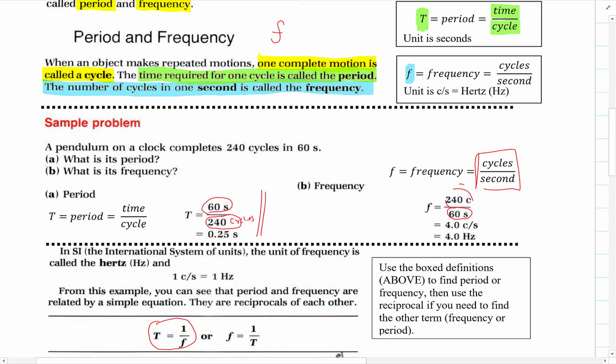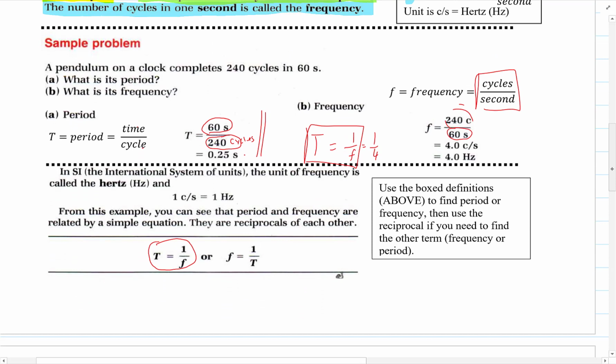And we can just verify that. If we have the frequency here, 1 over the frequency, which is 1 over 4, is the period, 0.25. So the period is 1 over the frequency. Okay, so we use that formula. Which formula? This one. Or the same as this, if you have it backwards.